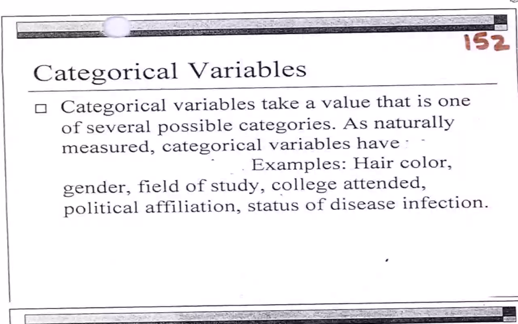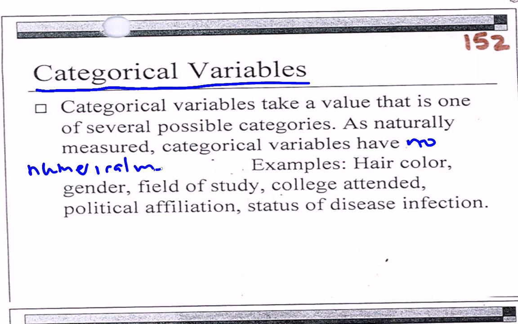Now we're going to do something a little different and consider something that we call categorical variables. Categorical variables take a value that is one of several possible categories, creatively enough. As they are naturally measured, categorical variables have no numerical meaning. Examples are things like hair color or gender, field of study, college attended, political affiliation, status of disease infection.